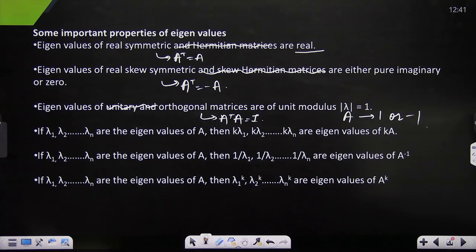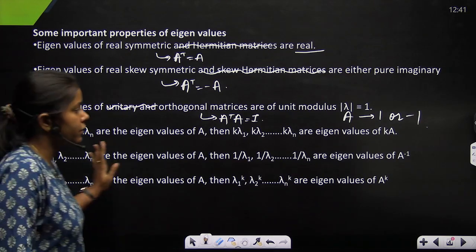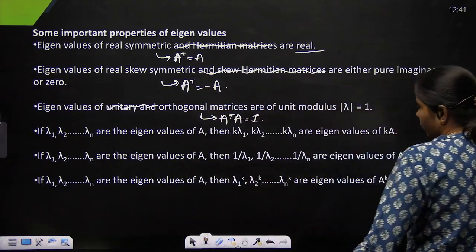Iota and minus iota as well. But for orthogonal matrices it is usually 1 or minus 1. They have unit modulus. You just remember that they have unit modulus.